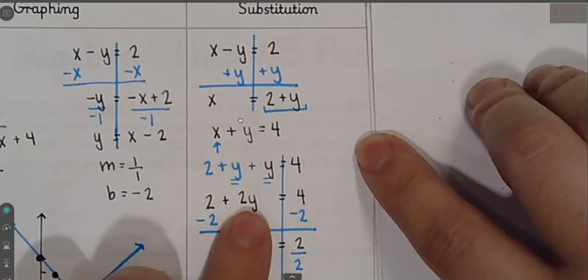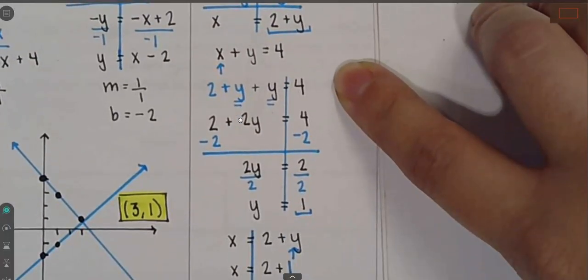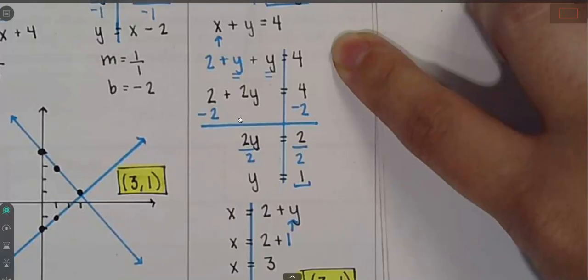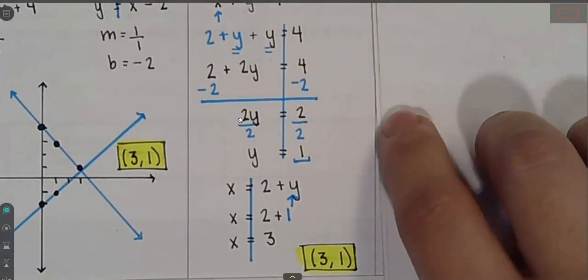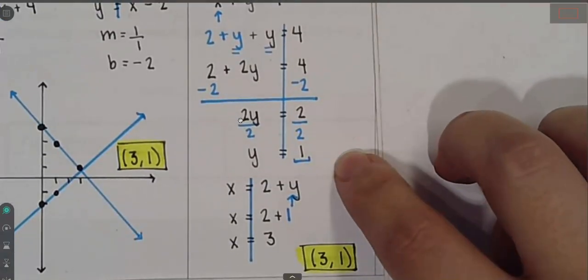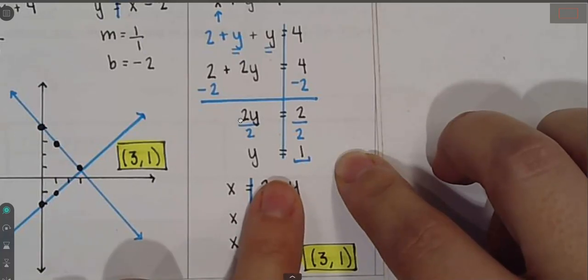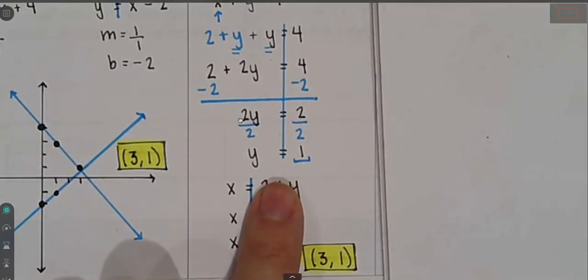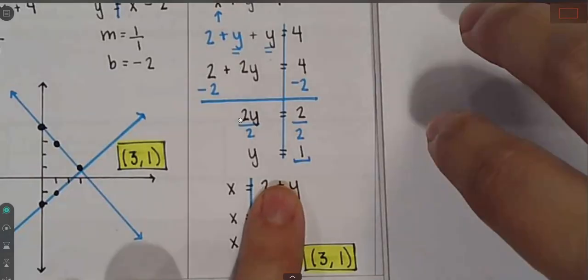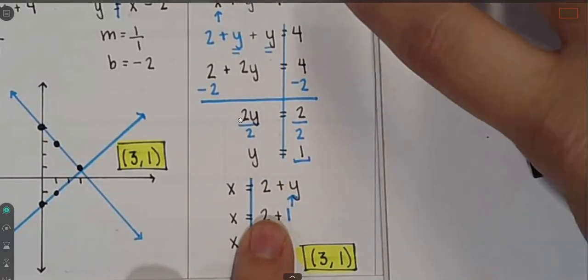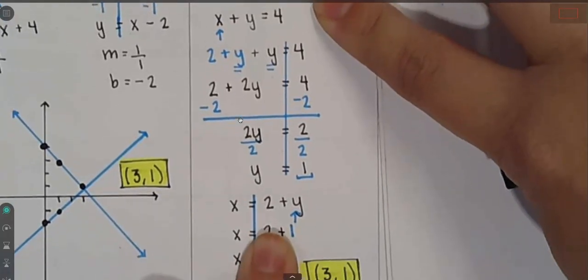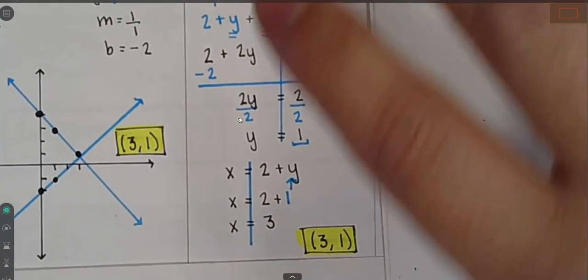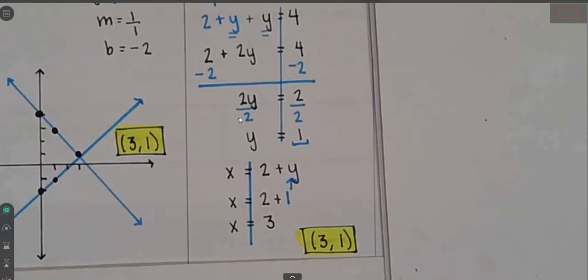So once I have this, I combine like terms. 2 plus 2y equals 4. Subtract 2 from both sides. 2y equals 2. Divide both sides by 2. Y equals 1. Once you get a numerical answer for one of your variables, you can plug it into either equation. I plugged it into this one here. And when I did that, I solved for x, and I got 3. So once again, we got the answer that we already know, 3, 1. Any questions?